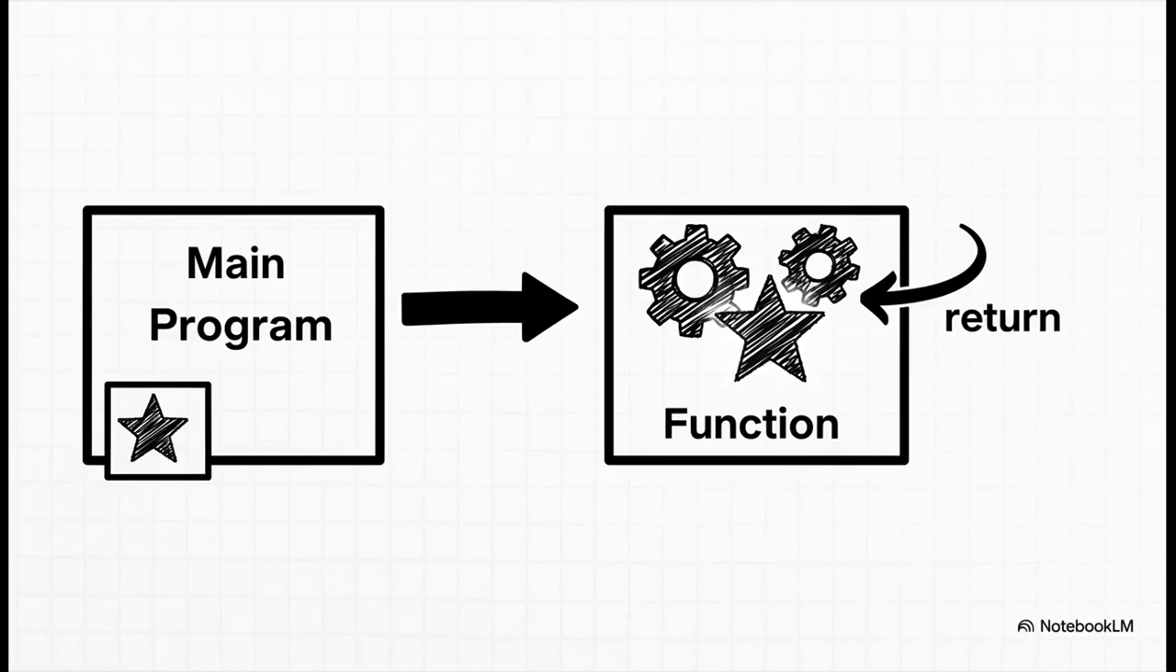And what if you need an answer back from your function? You know, a result? Well, that's what the return statement is for. After your function has finished its job, it can use return to hand back a single value to whatever part of the code called it in the first place.